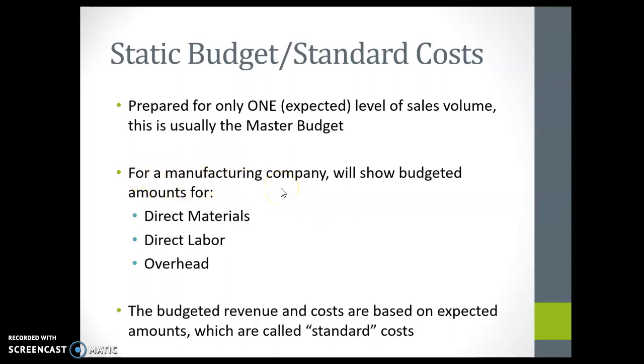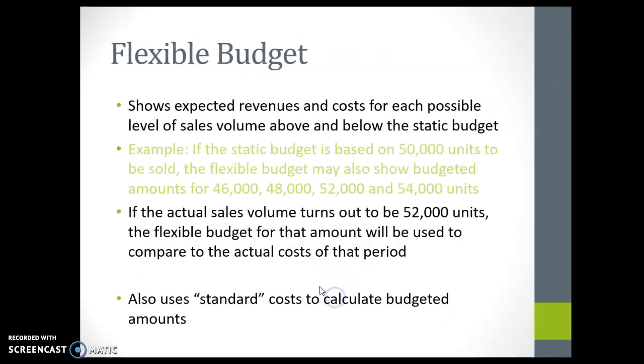For a manufacturing company, in the master budget, we show direct materials, direct labor, and overhead budgets. If we were a merchandising company, we would just have the purchases budget. Okay, these budgeted revenues and costs are based on expected amounts, which are called the standard costs, and we'll talk about those in a couple minutes.